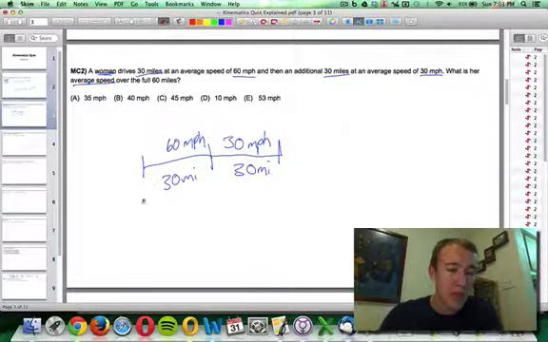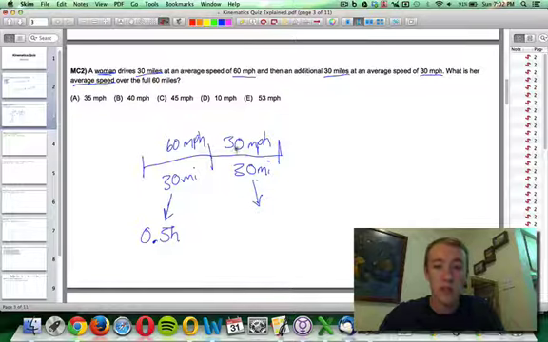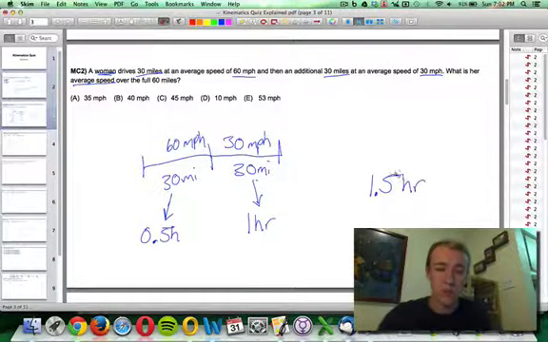Is Gram driving for the same amount of time for both of these? She's driving 60 miles an hour for 30 miles. Is that going to take the same amount of time as if she were driving 30 miles an hour for 30 miles? And the answer there is no. In this one here, this is only going to take her a half an hour. In this case here, if she can go 30 miles per hour, and she's going 30 miles, that'll take an hour. So that total time is going to take her 1.5 hours.